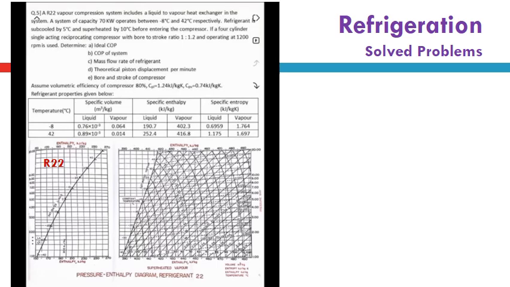Assume that the volumetric efficiency of the compressor is 80% and the specific heat of the refrigerant equals 1.24 kilojoule per kilogram Kelvin in liquid phase and the specific heat of the vapor equals 0.74 kilojoule per kilogram Kelvin. The refrigerant properties are given in the table below: specific volume in meter cube per kilogram, specific enthalpy in kilojoule per kilogram, and specific entropy in kilojoule per kilogram Kelvin, at the evaporator and condenser temperatures of minus 8 degrees Celsius and 42 degrees Celsius respectively. The white area is dedicated for your solution, and our solution will be presented in the next slide in different steps.